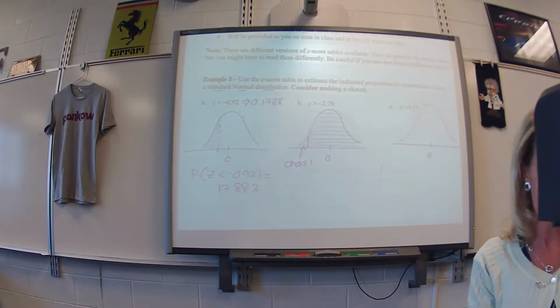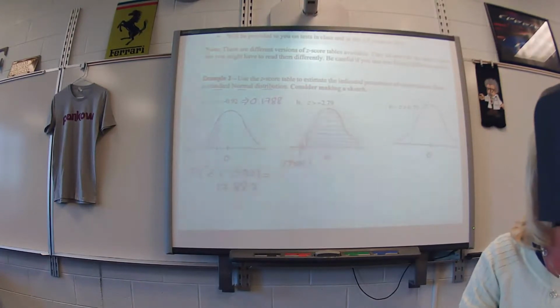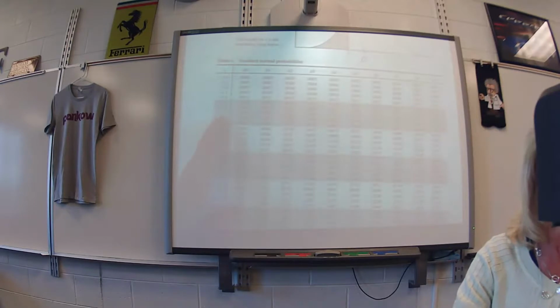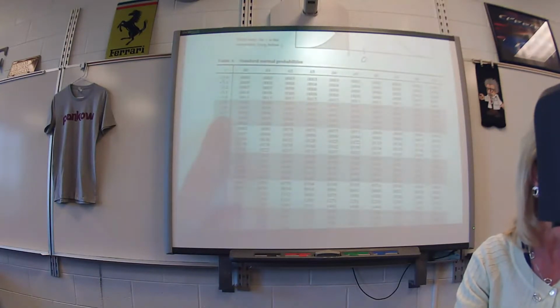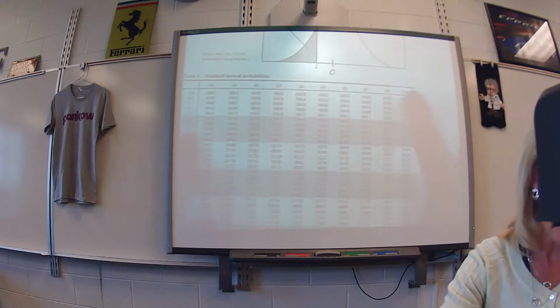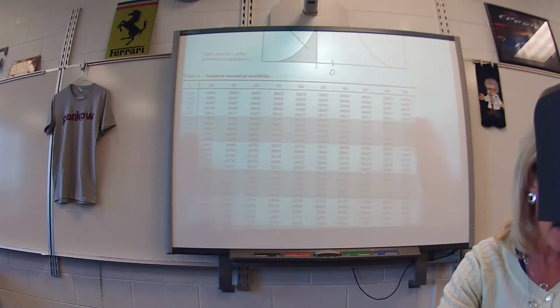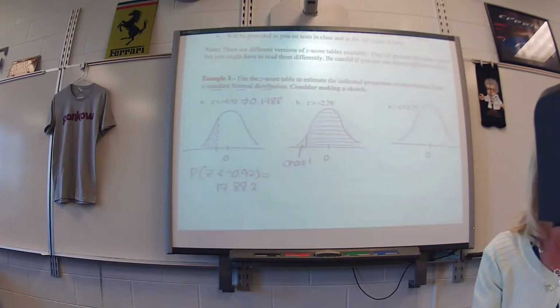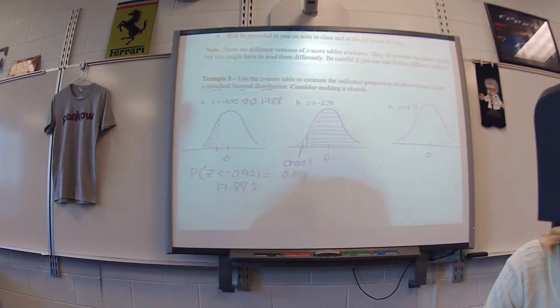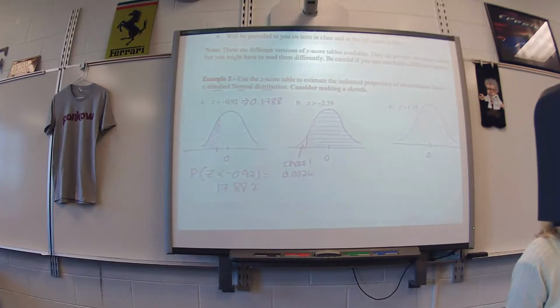All right, let's find it. So find negative 2.7 in the column right there. There's negative 2.7, and we need 2.79, and that means go all the way to the end, 0.0026. But that doesn't answer the real question. How do we get the real answer?